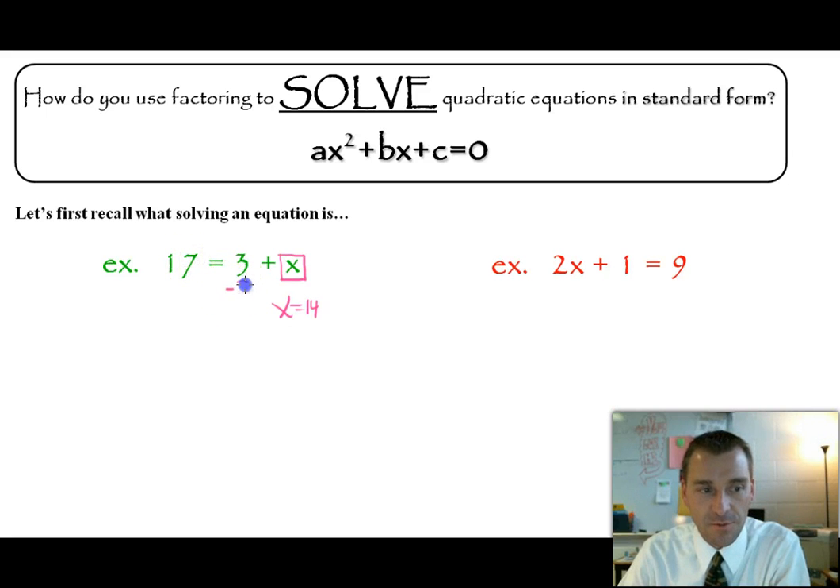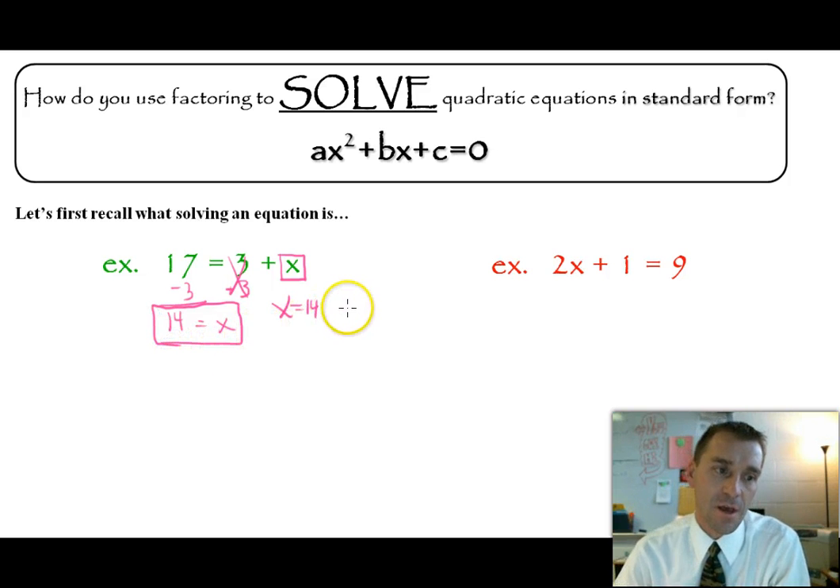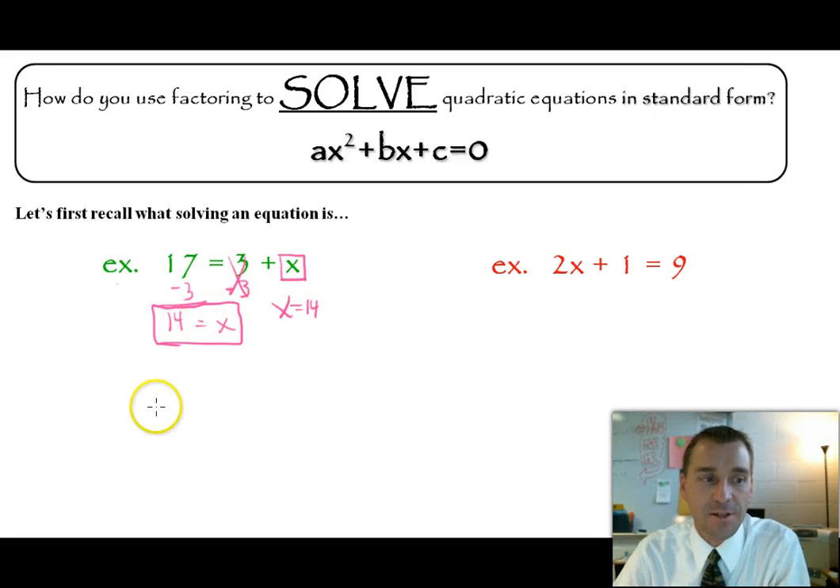Mathematically, remember we did this. We subtracted 3, which gave you 14 here, which meant over here on the right side you're just left with x. So either way, doesn't matter. That's the idea behind solving. I'm not teaching you how to solve. It's what you're doing. You're finding the value for x that when you plug it back into the equation, 17 equals 3 plus 14, that equals 17 on the right side and 17 on the left side, so it works.